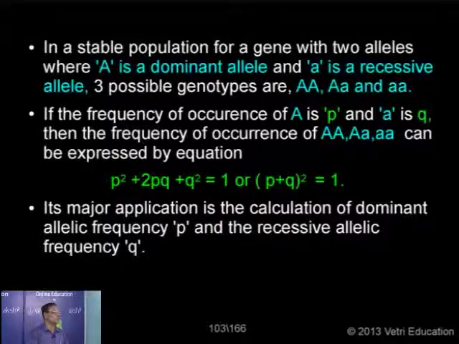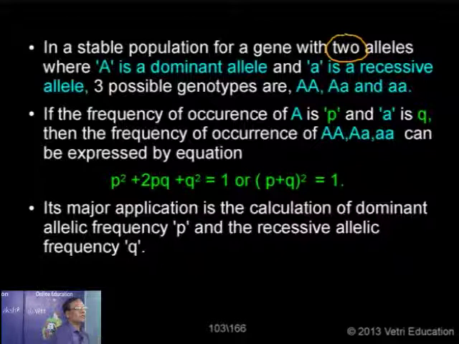We are saying in a stable population, that means there is no change in allelic frequency. It remains constant. The total alleles in a sexually reproducing population remain constant. That is why it is called a stable population. We are taking a gene that has two alleles, for example gene A. So for a gene with two alleles, one is the dominant allele, capital A, and another one, small a, the recessive allele.